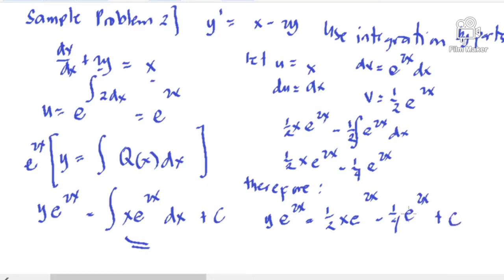Okay? Ngayon guys, titingnan nyo meron siyang, ano nga ba tawag natin dito? Similar na e to the 2x sa lahat. Common sila sa lahat. So, pwede actually tayong mag-divide dito ng e to the 2x sa lahat. Okay? Or mag-multiply ng 1 over e to the 2x.